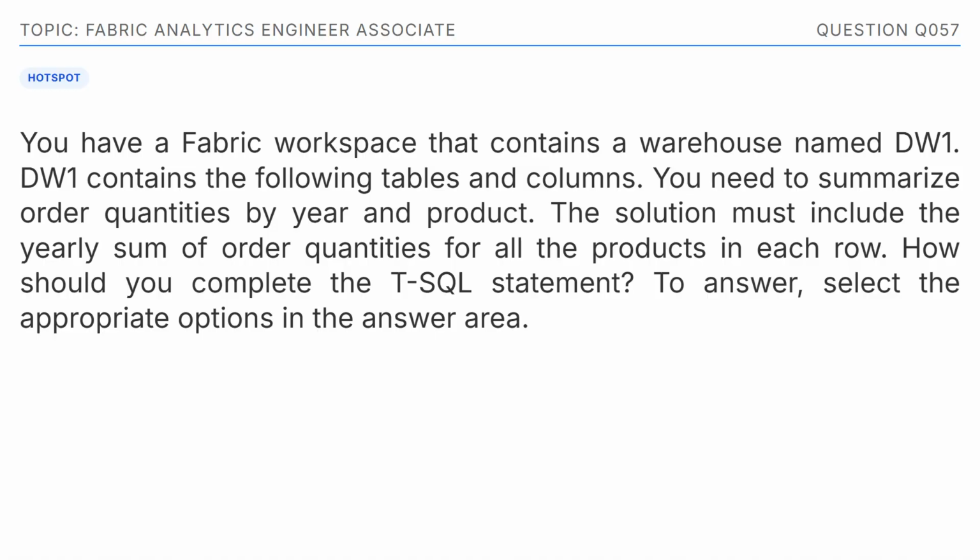You have a Fabric workspace that contains a warehouse named DW1. DW1 contains the following tables and columns. You need to summarize order quantities by year and product. The solution must include the yearly sum of order quantities for all the products in each row. How should you complete the T-SQL statement? To answer, select the appropriate options in the answer area. Pause the video, choose your answer from the drop-down, and let's review the explanation.